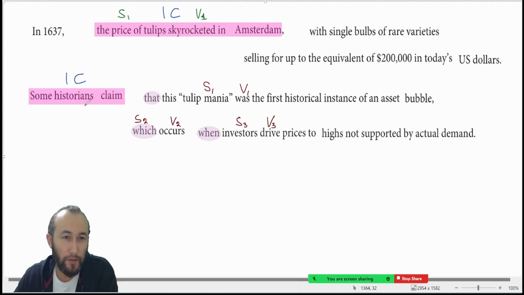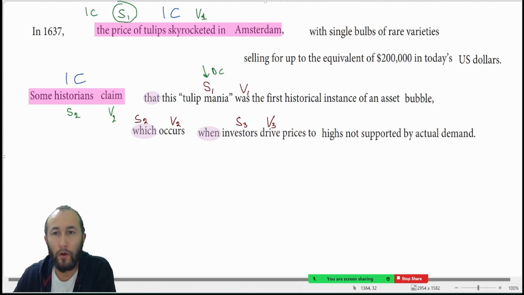And then here, some historians, this is subject 2, claim is verb 2. Okay, now why I'm giving subject 1 as well, because this is an independent clause now, guys. Independent clause, subject 1, but here subject 1, this is a dependent clause. All right, so this is a dependent clause, subject 1, and this one is an independent clause, subject 1.